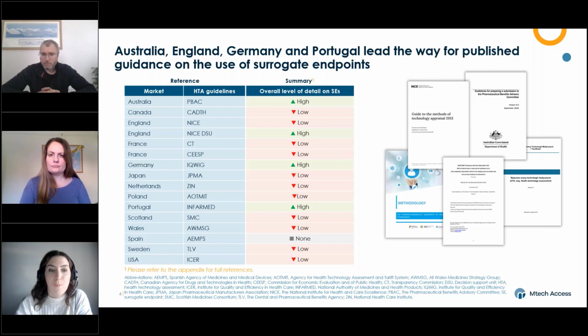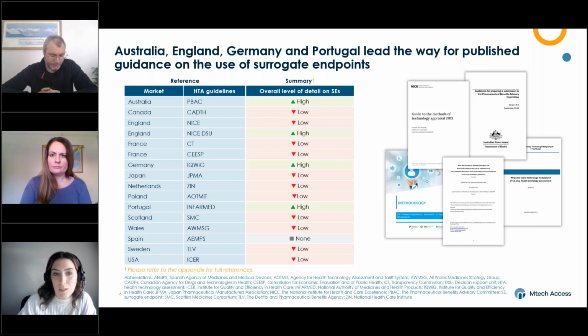However, Australia, England, Germany and Portugal did lead the way in terms of published guidance on the use of surrogate endpoints. In England, we found that NICE didn't provide prescriptive advice on how to apply methods, only general commentary on establishing the surrogate to final outcome relationship. However, the DSU provided detailed recommendations regarding the use of multivariate analysis, including surrogate endpoint evaluation. And there have been positive decisions from NICE based on the use of surrogate endpoints, for example, in type 2 diabetes and PBC.